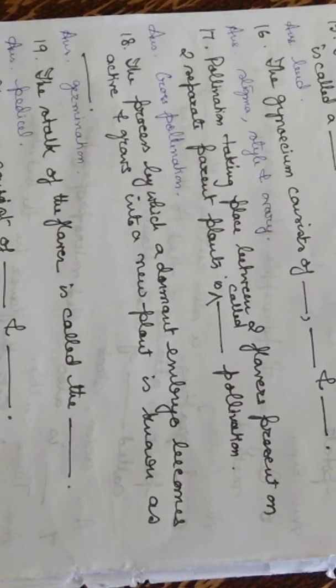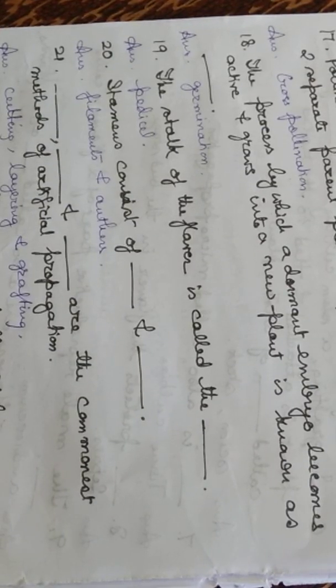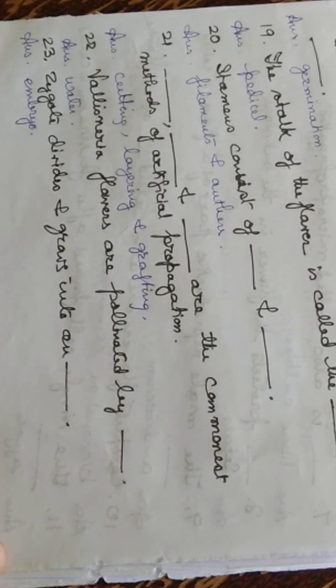The gynoecium consists of stigma, style, and ovary. Pollination takes place between two flowers present on two separate parent plants and is called cross-pollination. The process by which a dormant embryo becomes active and grows into a new plant is known as germination. The stalk of the flower is called the pedicel. The stamens consist of filaments and anther.